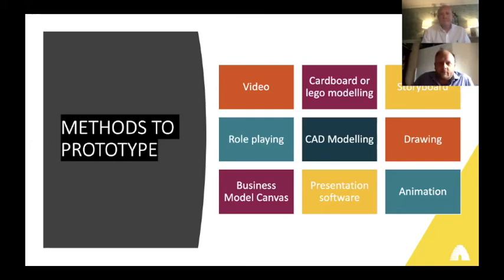But if it's what we call a rapid prototype, something kind of quick and dirty, but does demonstrate the advantages and benefits of the solution to the end user or stakeholders, then it's going to be something good. Now, we've seen some great prototypes which are brought to life by video. They don't need to be completely professionally polished. We've seen some amazing prototypes with cardboard or Lego modeling.